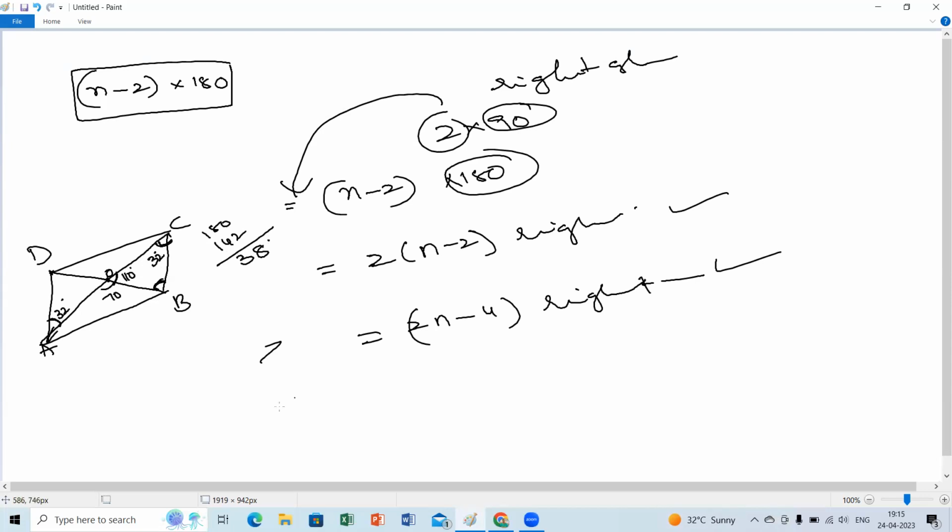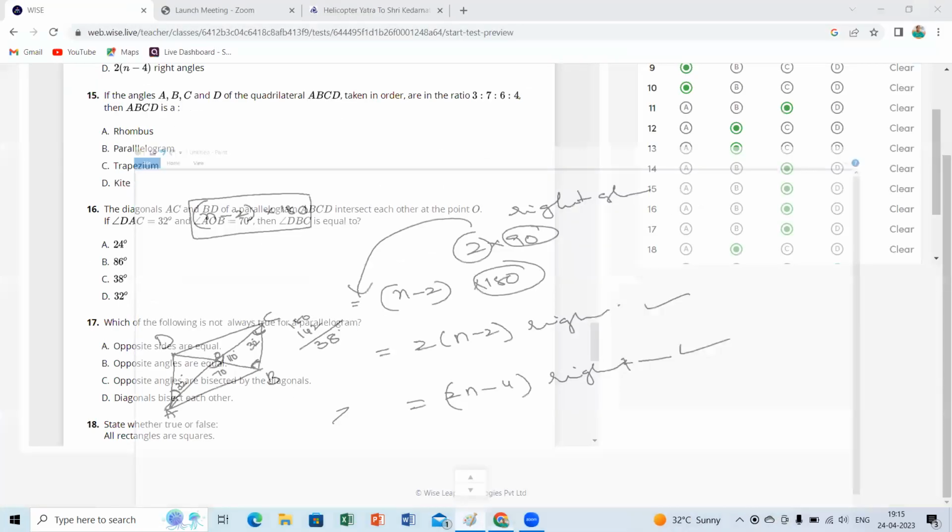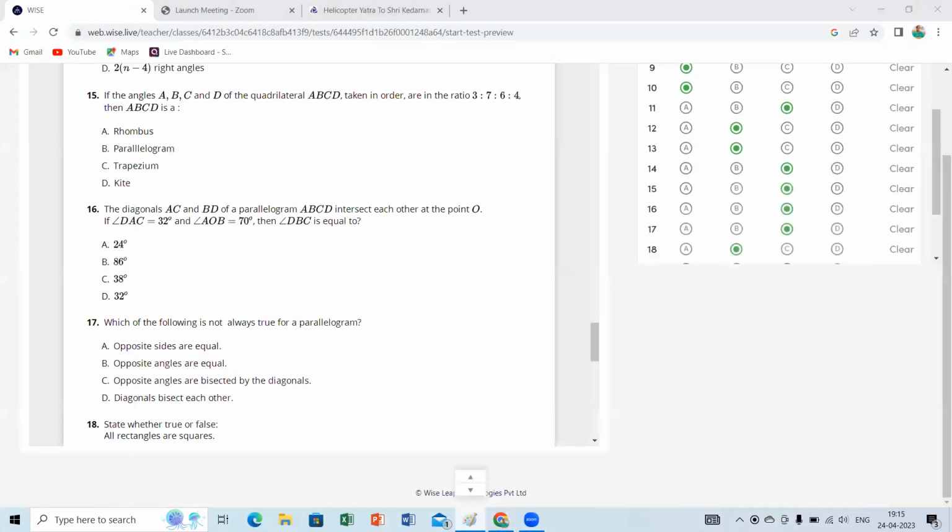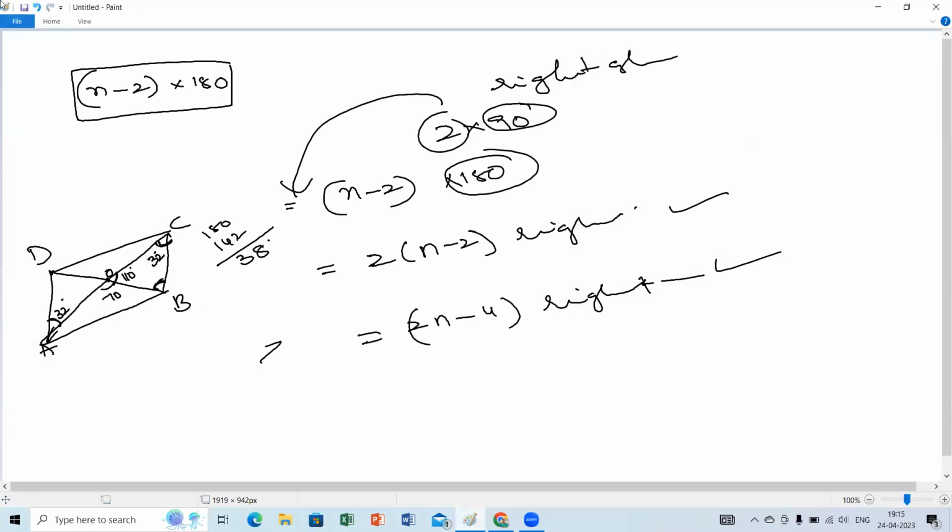Okay, ma'am. Understood? It's 38 degrees. Yes, ma'am. Simple, but the only thing is which part of the angle we can take. You can draw a rough diagram so that you can understand.